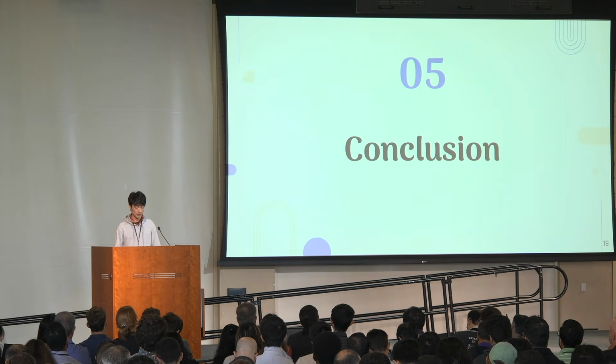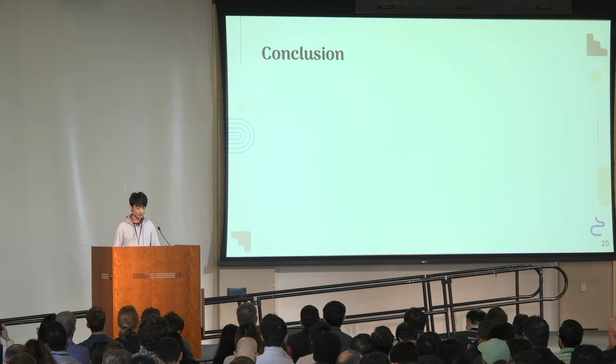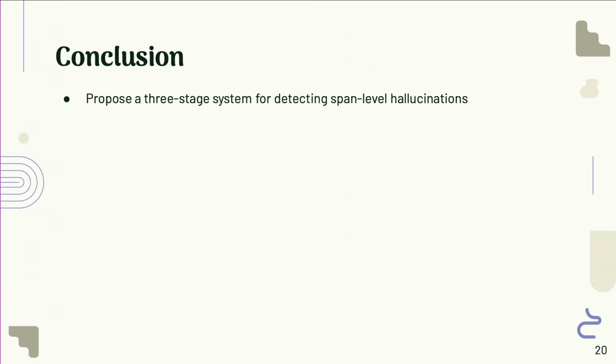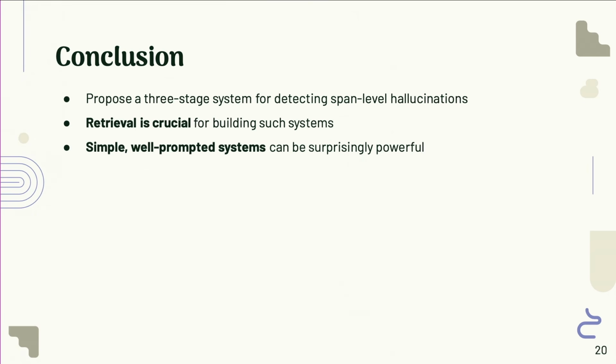And finally, we get to conclusions and some takeaways. First, we proposed a 3-stage system for detecting span-level hallucinations. And we found that context retrieval is a crucial first step for hallucination detection, and contexts that cover the answer but are not too verbose work the best. We also found that a simple and well-prompted system, such as the prompt-optimized one, can be more powerful than more complex systems, such as the knowledge graph.